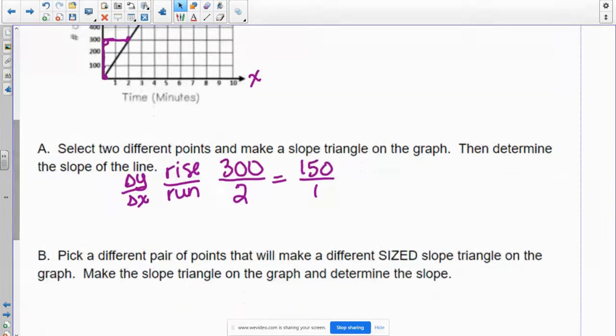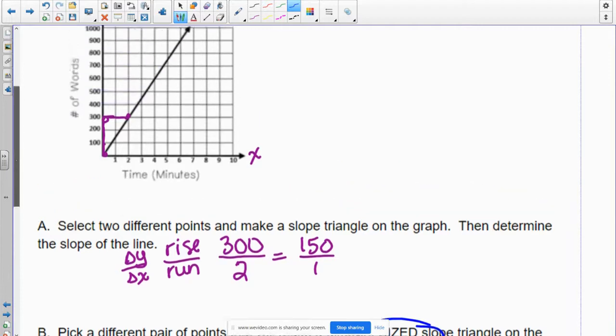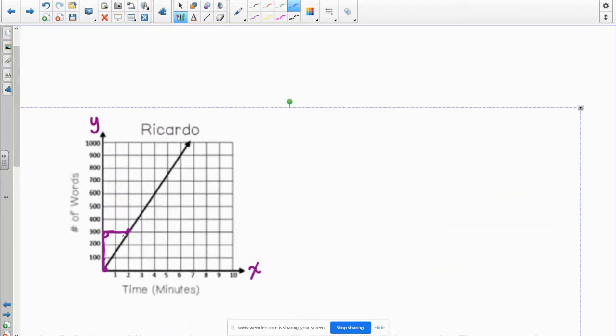B asks us to pick a different pair of points that will make a different sized triangle. So we don't want the same size, we want a different size. And then make the slope triangle on the graph and determine the slope. So I can start here at 2, 300. I'm going to go up. I would stop at 4, 600, but that'd be the same size triangle. So I'm going to go a little bit further, and it looks like a good one would be 6 minutes and 900 words. So I'm going to make that triangle here.